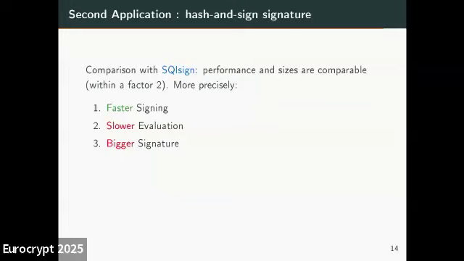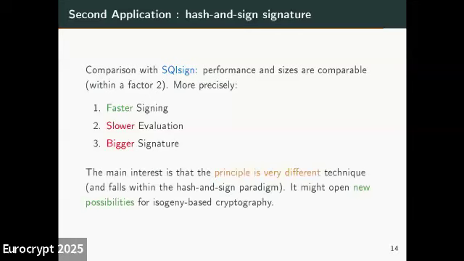So the comparison with SkiSign is that the performances are essentially more or less equivalent, meaning that they are within a factor 2, because it is using the main building blocks. And so the signing is a little bit faster, evaluation is a bit slower, and the signature is a bit bigger. All that to say that in itself, I don't think this signature is that interesting, and I'm not saying we should replace SkiSign with it. Just that the principle of this construction is very different. So it might open new possibilities for isogeny-based cryptography.